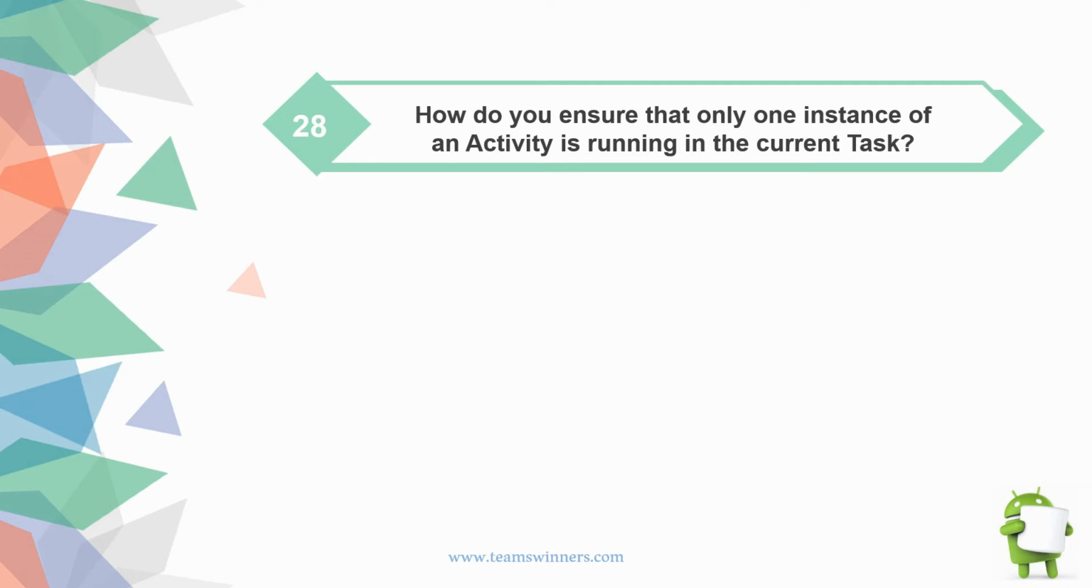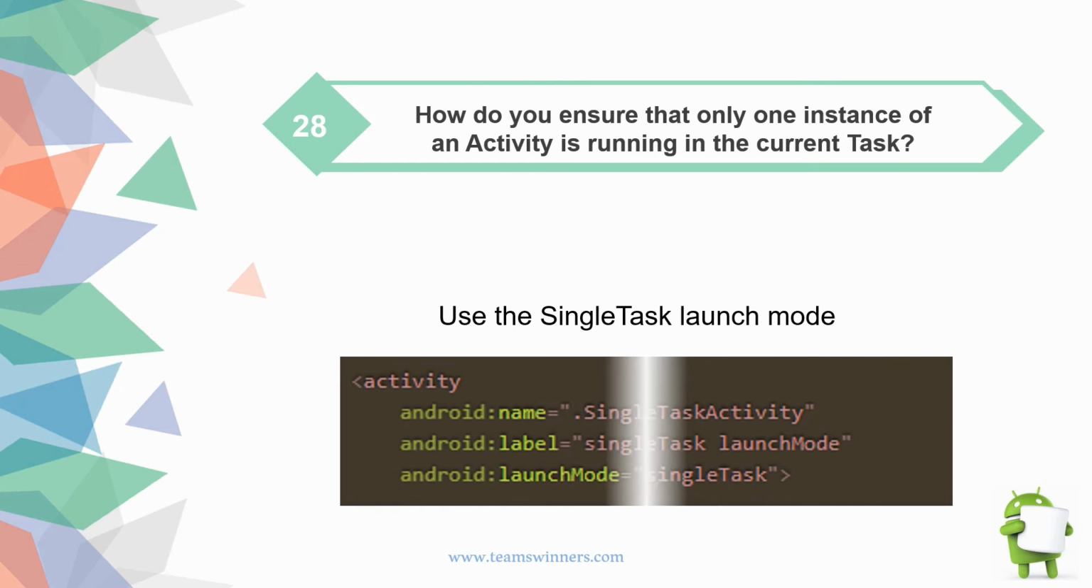How do you ensure that only one instance of an activity is running in the current stack? Just use the singleTask launch mode. And that's the source code.